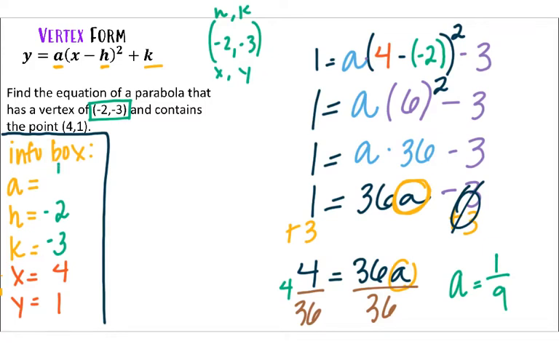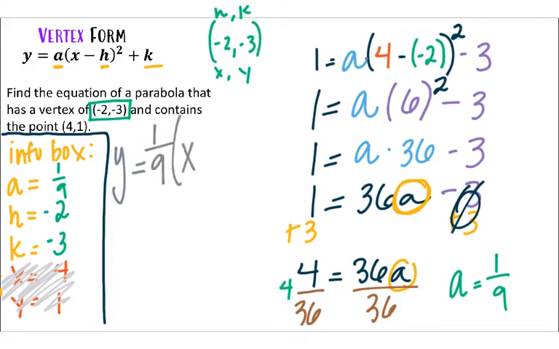Our a value is 1 over 9. Okay, originally, remember, we only need an a, h, and k to complete a quadratic equation, so I highly suggest that you cross this x and y out so that it doesn't affect you when you write your final equation. You don't need it. So our final equation will be y equals, instead of a, we know it's 1 over 9. There's a parentheses. x is left alone. Minus a negative 2. So over here we had 4 minus negative 2, and we added it to make 6.